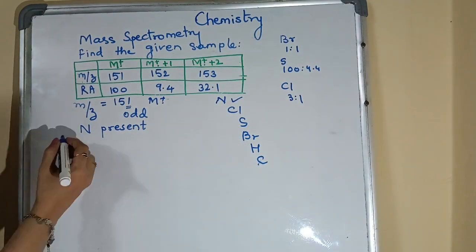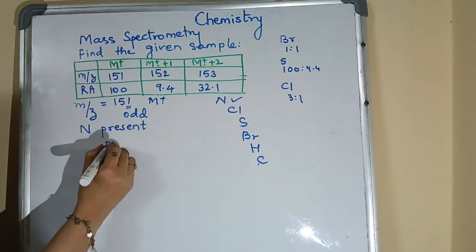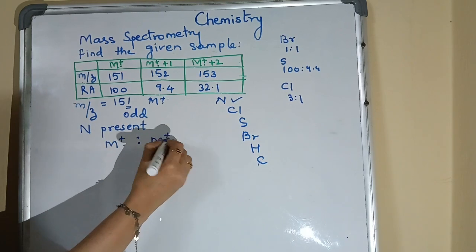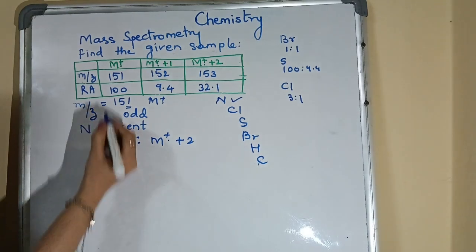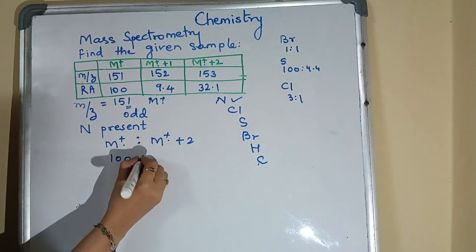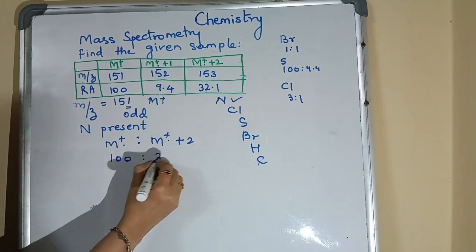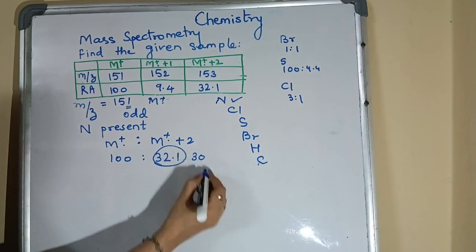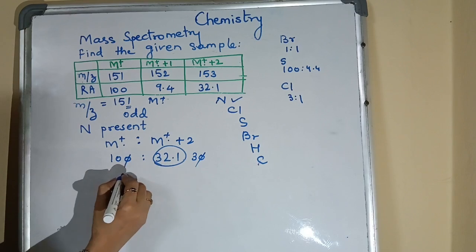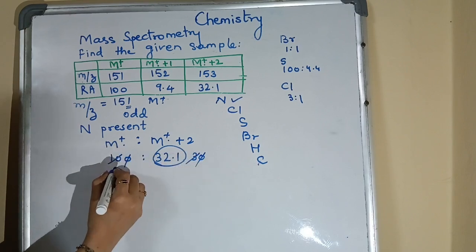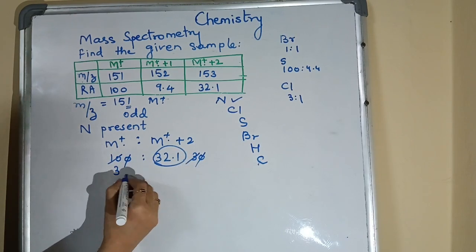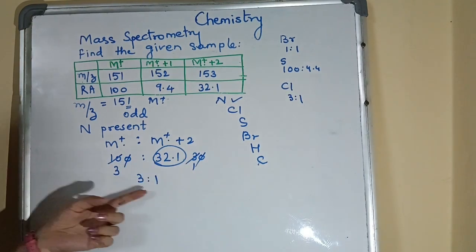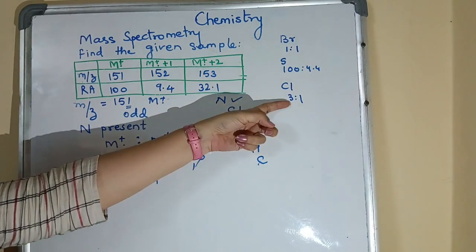Let us see now. Relative abundance of M plus dot peak is to M plus dot plus 2 peak. M plus dot is 100 and M plus dot plus 2 is 32.1. Just take the round figure 30. When we do this, 3 1s are 3, 3 3s are 9. So our ratio will be 3:1. If the ratio is 3:1, we can say chlorine is present.